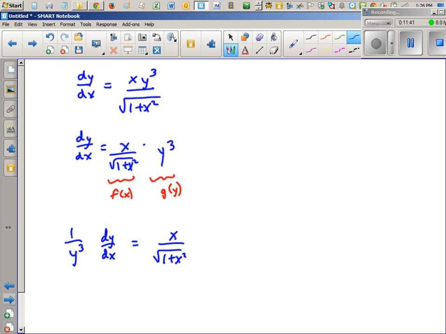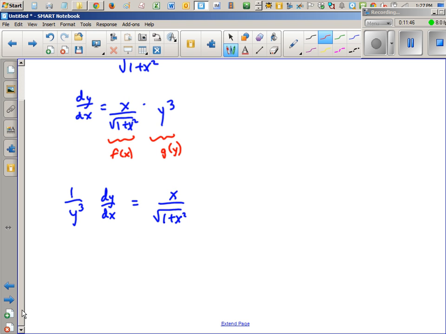And now I'm going to integrate both sides with respect to x. So I'm almost treating this integral like an operator, something I do whenever I want to both sides of an equation. Now let's do it on the right side as well. The dx cancels out. Right? And I like writing this as y to the minus 3.